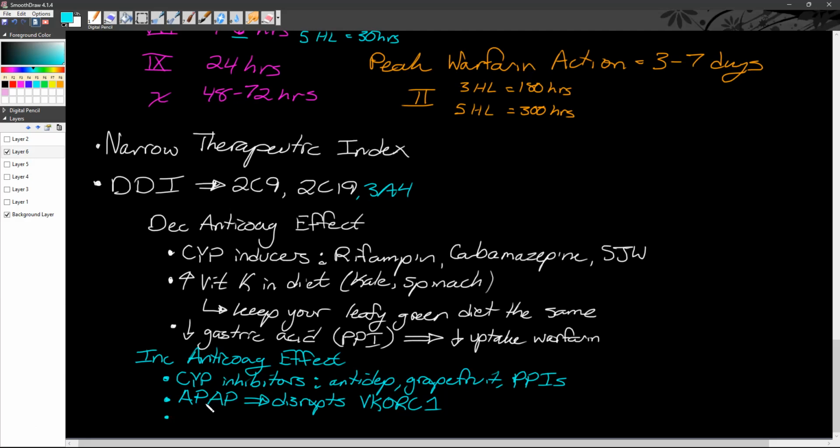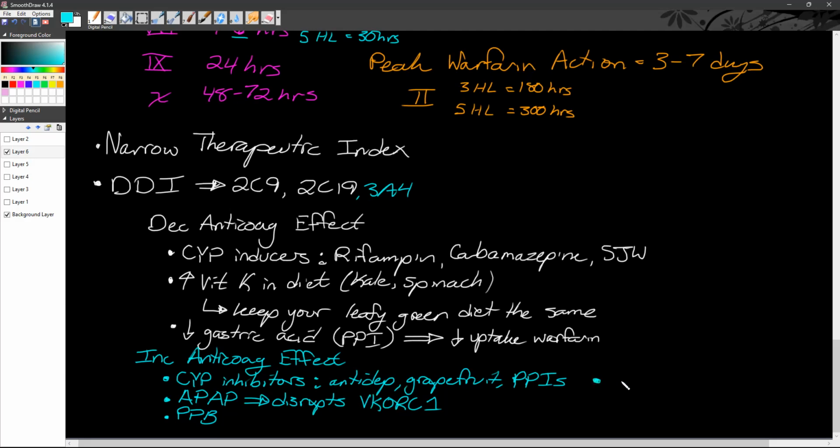Next one is plasma protein binders. So warfarin is highly protein bound. And so anything that's going to displace warfarin from plasma protein is going to make more free warfarin available. It's going to increase the action of warfarin.